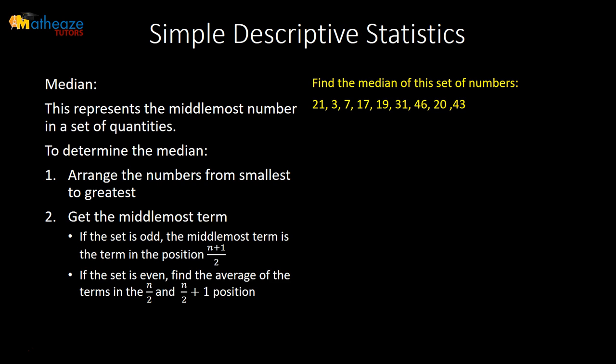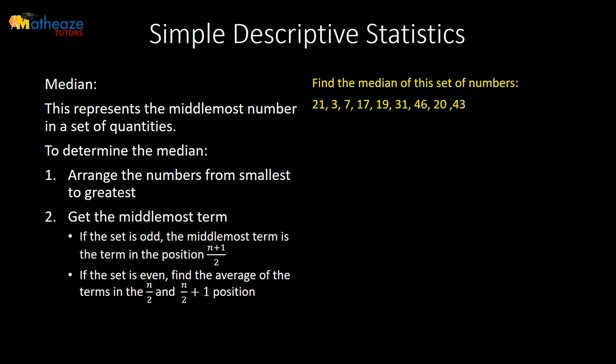Now let's look at the median. The median is the middlemost number in a distribution or in a set of numbers. The first step we'll take in identifying the median is to arrange the numbers in numerical order from the smallest to the greatest, and we're going to look for the middlemost term. Now there are two different approaches. If the distribution is an odd distribution, which means that the number of terms in the distribution is an odd number, what we're going to do is add 1 to the number of terms in the distribution, and you divide that by 2. That will give you the middlemost number. So we're going to use that.